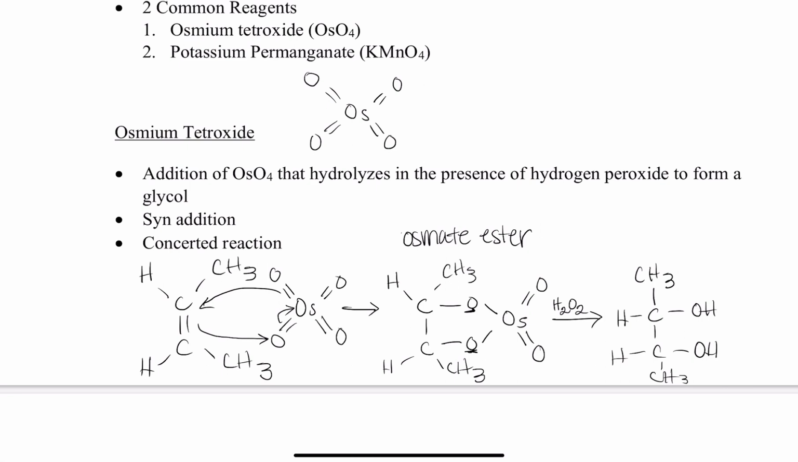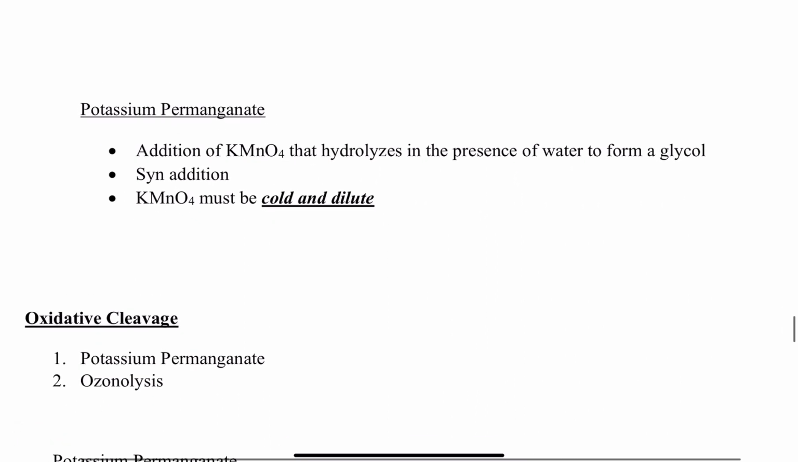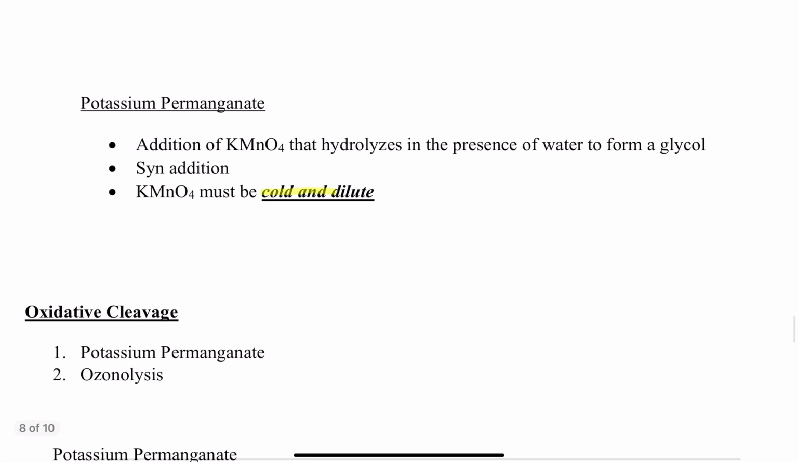The other reagent that we can use is potassium permanganate. Potassium permanganate is also going to hydrolyze, but it will be in the presence of water, but it's still going to form a glycol, and it's a syn addition. Now, potassium permanganate can be used for a lot of different reactions, but for syn dihydroxylation, our potassium permanganate must be cold and dilute. This is very, very important. Cold and dilute.